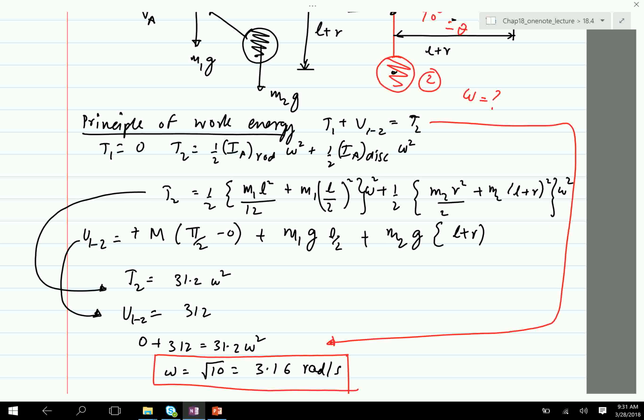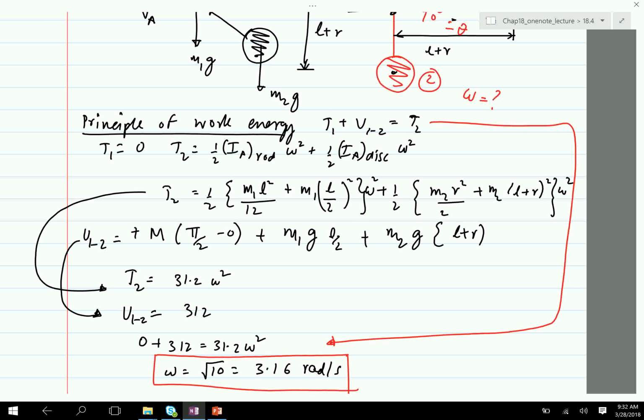So again, as I said, in this specific problem, if you chose to use F equals ma, you will have to find the acceleration of the rod, and then you need to integrate that acceleration to find the angular speed. However, by using the principle of work energy, you do not have to integrate any equation. So it's simpler, that is, if you don't like integration.